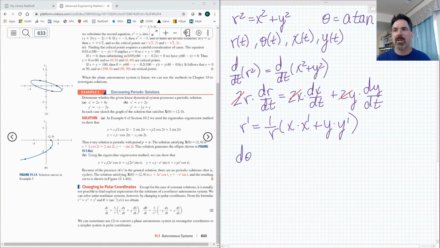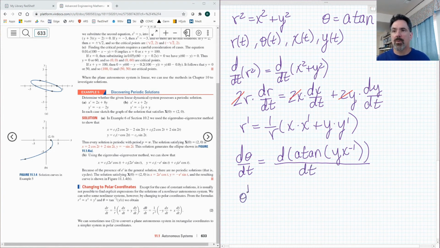For the next equation, we take the derivative with respect to t on both sides, take the derivative of the arctan, and I'm going to rewrite this quotient as a product. I don't use the quotient rule, I just use the product rule. And we're going to take this derivative with respect to t.